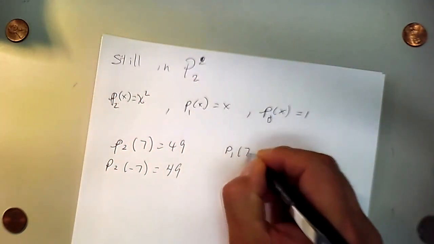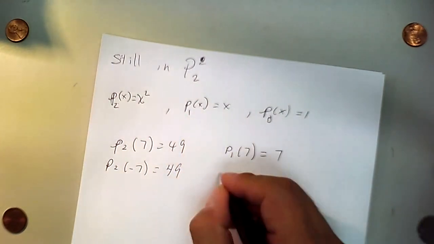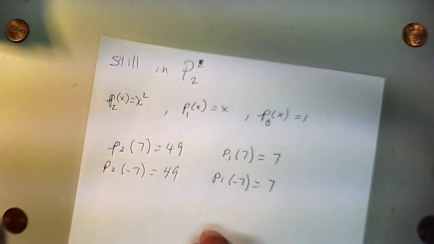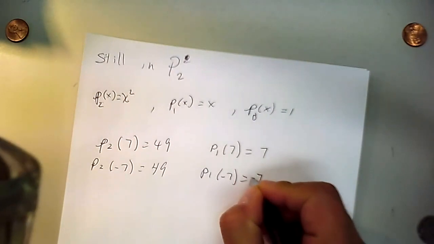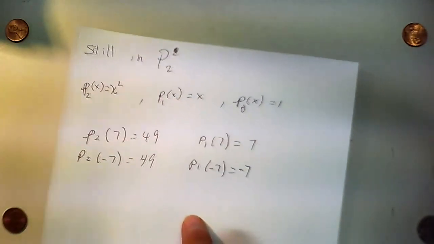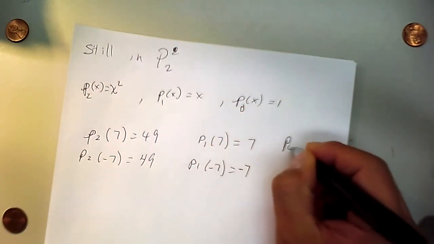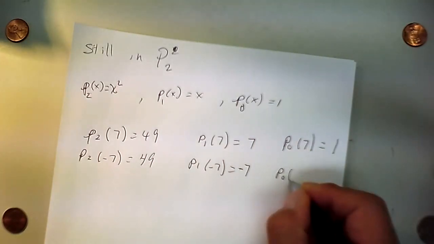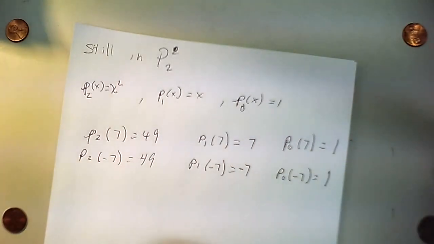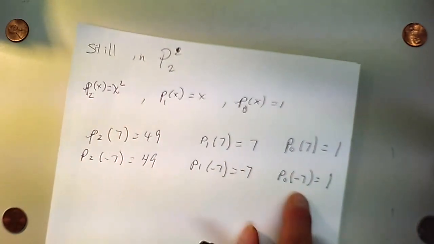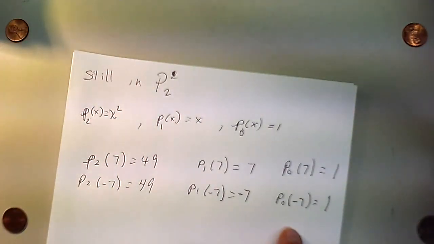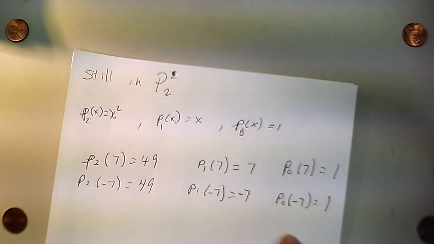P sub 1 of 7, this function is just 7. P sub 1 of -7 is positive 7. No, I take that back. It is -7 because the output is the same as the input. P sub 0 of 7 is going to be 1 no matter what. P sub 0 of -7 is also 1. All right. So the set of all the polynomials of degree 2 or less is a vector space.